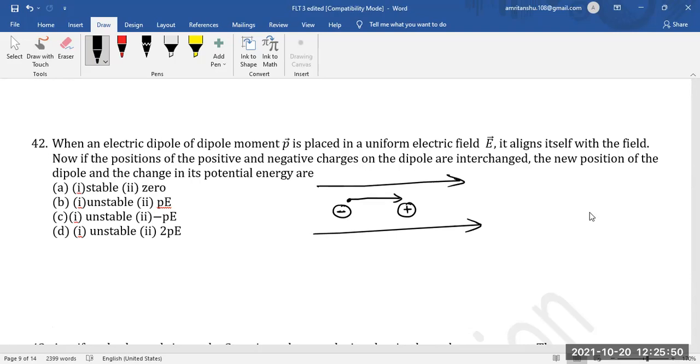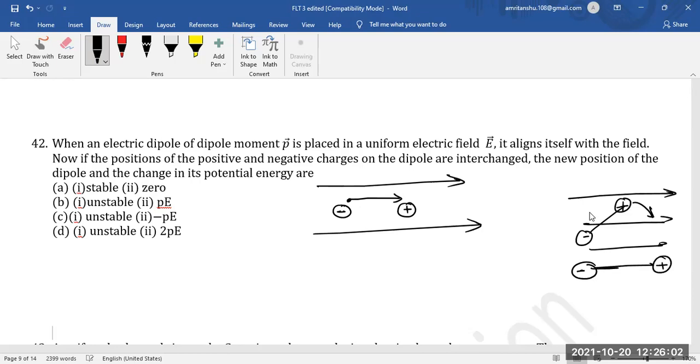So this is the stable configuration. If you slightly turn it like this, it will come back again to this, from negative to positive. So now what happens when you turn this dipole from here to, let's say, like this? It again goes back to this position.